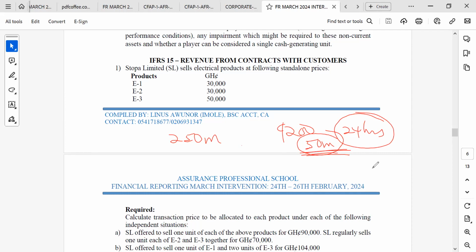You cannot satisfy that particular condition. So you recognize a revenue of 200 million if you're able to finish the work within 24 hours. If you're not able to finish the work in 24 hours, you can't recognize revenue because you haven't performed the obligation. The obligation is to repair the phone for me within 24 hours and give it to me. You haven't done that, so I cannot pay you. Revenue cannot be recognized.